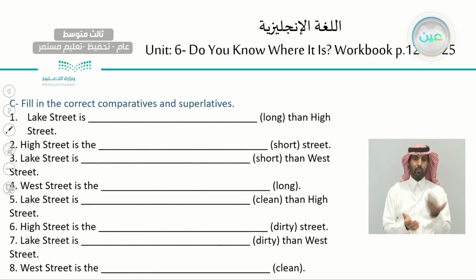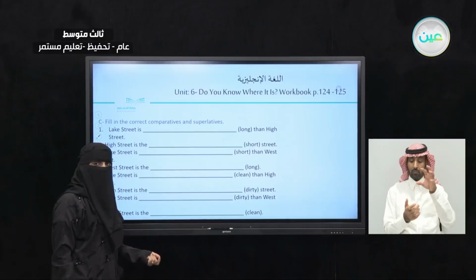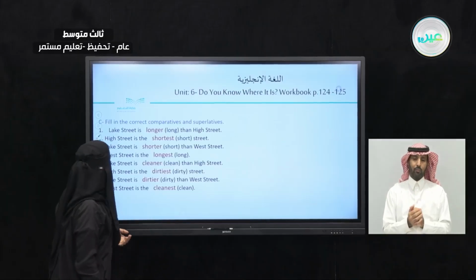Okay, before we start, I give you a homework, page 124 and 125 in your workbook. Fill in the correct comparatives and superlatives. So you have to see, are we comparing between two things? Then we will use the comparatives. Are we comparing between 3 things and more? We will use the superlatives, okay? If you haven't done the homework, I'm sure you did, pause the video, take your time to write down the answers, and let's see the answers together.